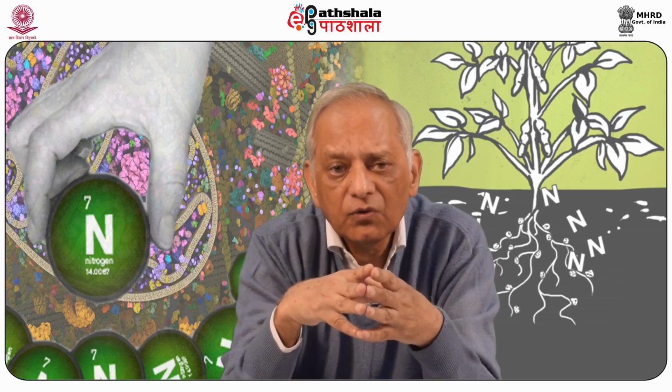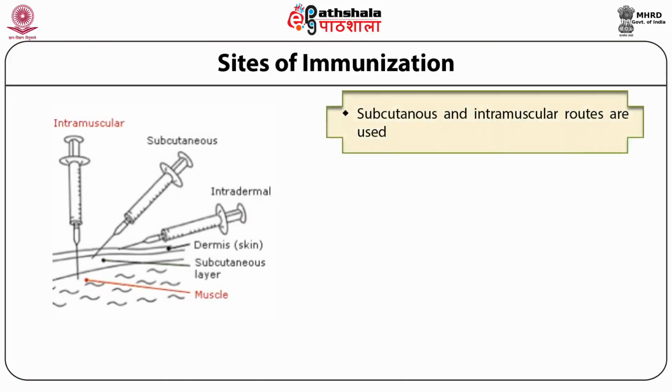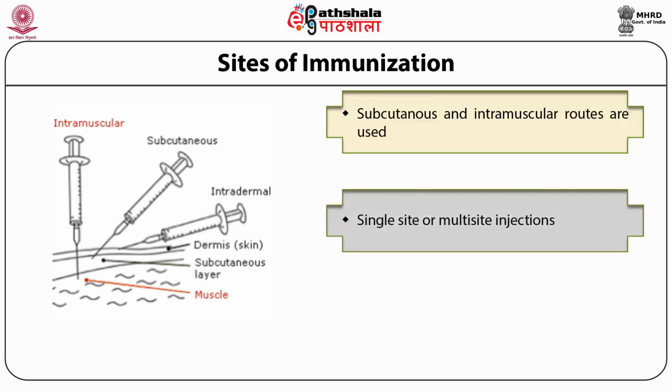So if the volume required is large, goat or sheep are preferred as these are larger animals. Expenses like cost of animals and their housing sometimes have also to be necessarily considered. In experimental immunology, the immunization injections may be given simply intradermally, that is in the skin, or they may be given intramuscularly or subcutaneously. Single site or multi-site injections may be used.